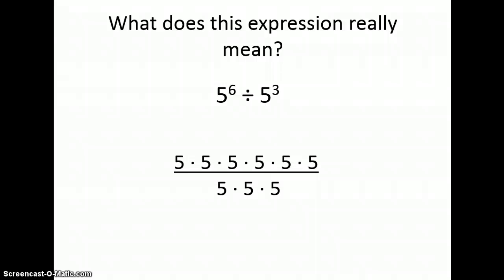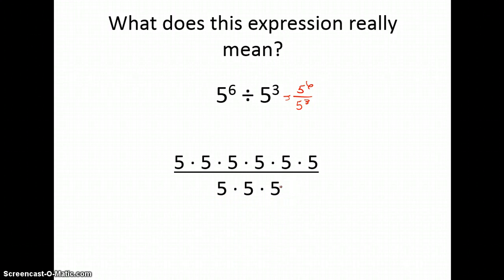Well, remember, another way to write this would be 5 to the 6th over 5 to the 3rd. That's just another way to write a division problem. So if I wrote that out in expanded form, I would have 1, 2, 3, 4, 5, 6 5s on top, all being multiplied, and 1, 2, 3 5s on the bottom, all being multiplied.